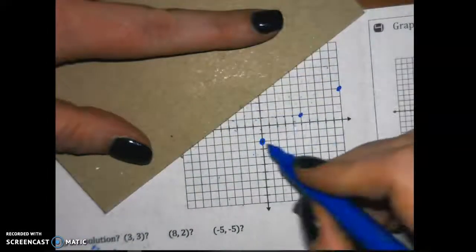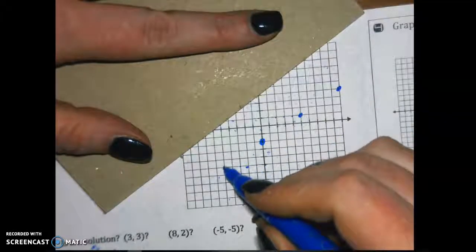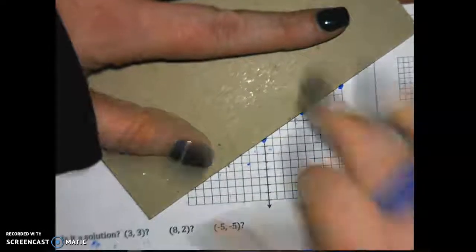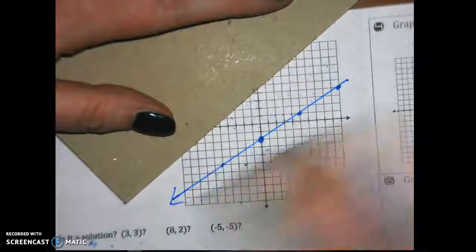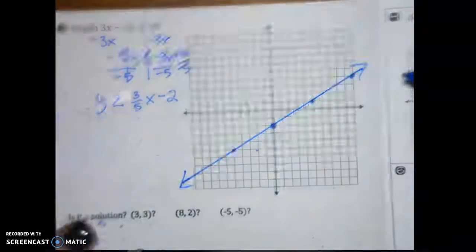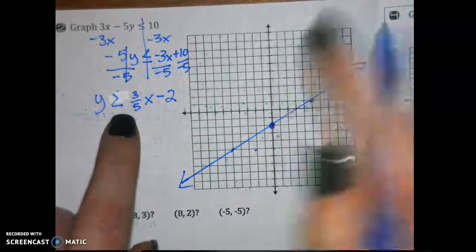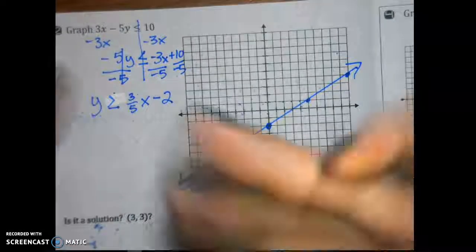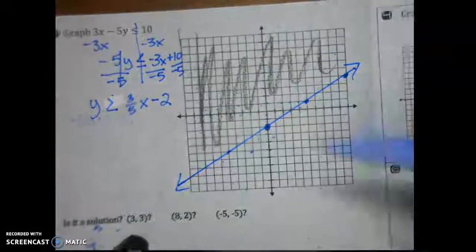We do one more. 1, 2, 3. 1, 2, 3, 4, 5. Just so I can be sure. Okay. Here's my solid line. Ta-da! Oh, shading over or under. Y is greater. Greater goes this way. So, okay. Is it a solution?